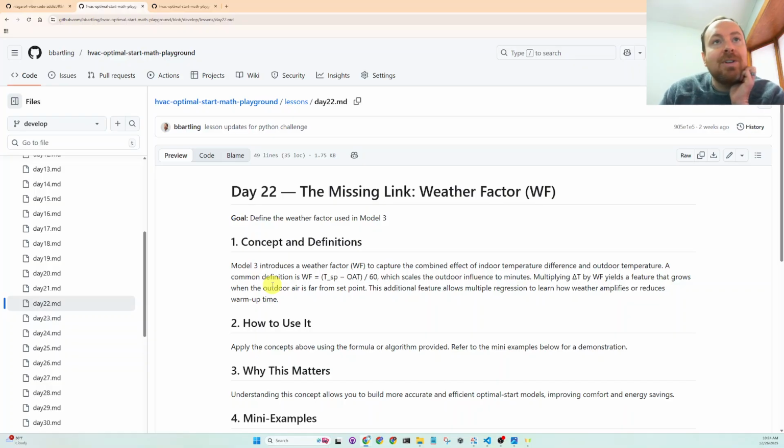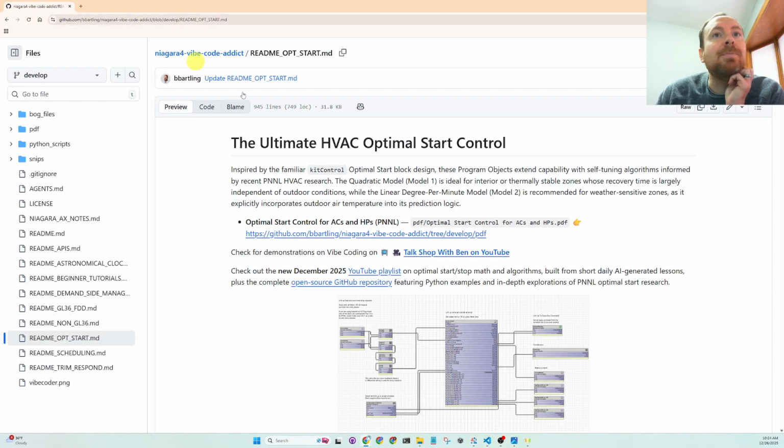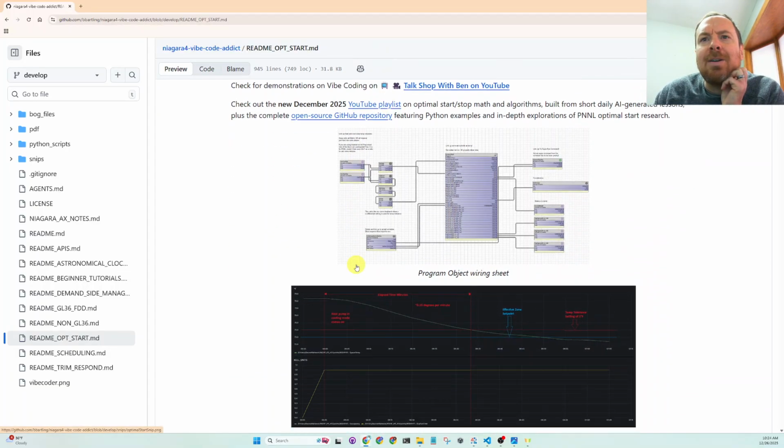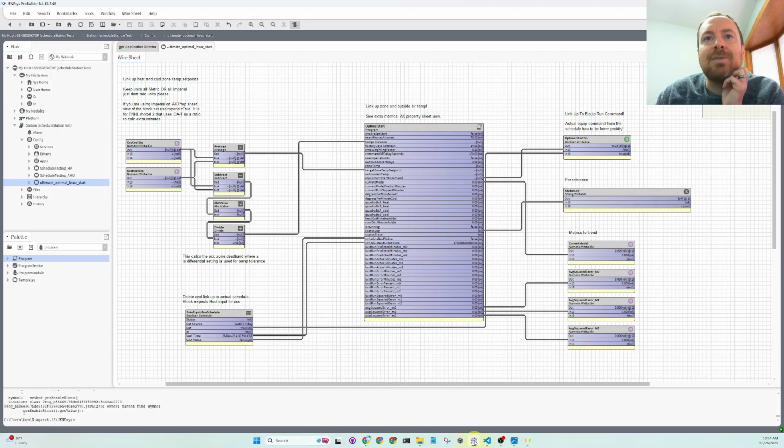So another thing I wanted to show you is something I've been thinking about and vibe coded a little bit, which is the Vibe Coder repo for the Niagara program objects, which is all Java code. Let me just show you this in Workbench. So this is more of like production ready building automation optimal start code.